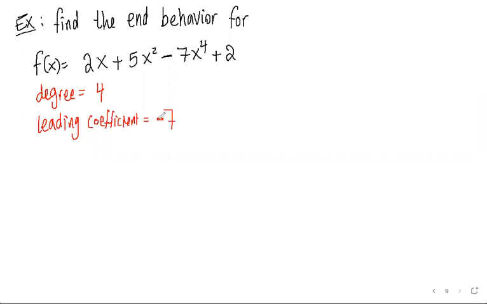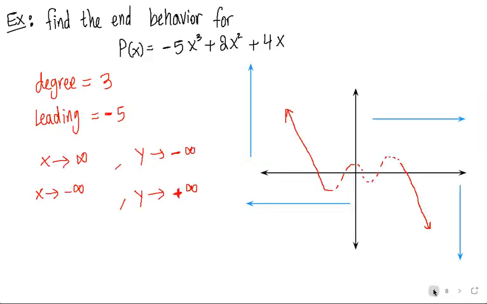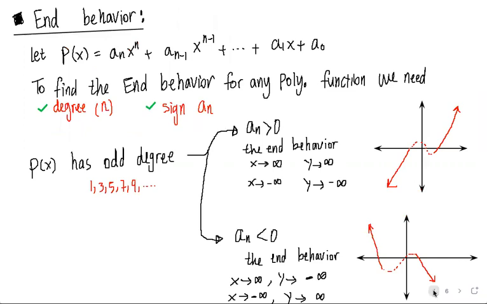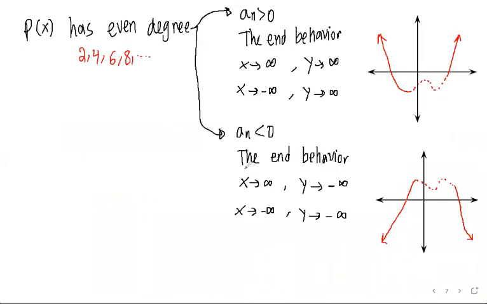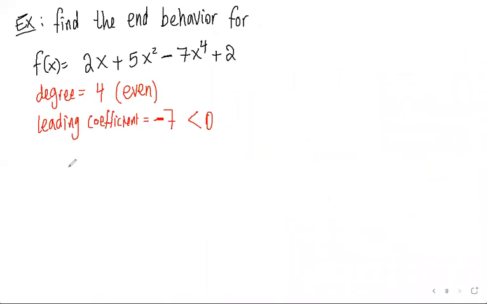So now we go to the rules. The degree is even, and the leading coefficient is less than 0, which means negative. So even and negative. This means when x goes to infinity, y goes to minus infinity. When x goes to minus infinity, y goes to minus infinity. So this is the answer.